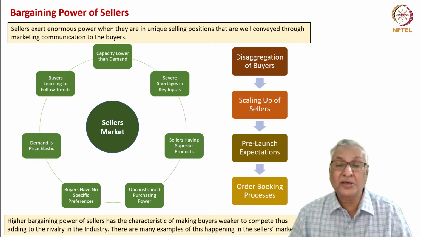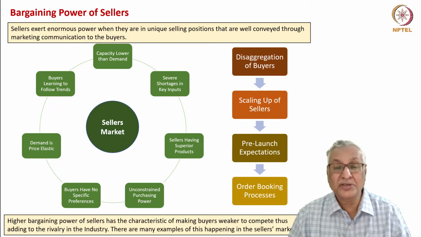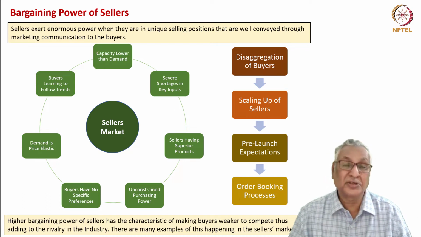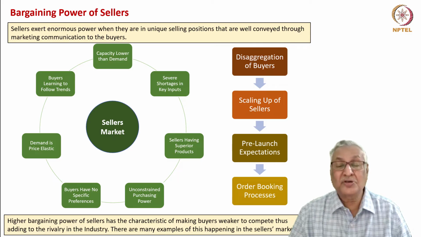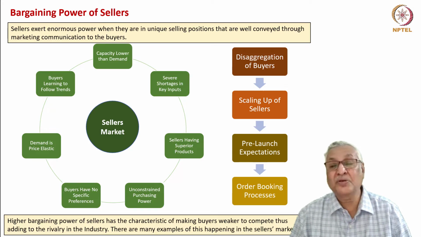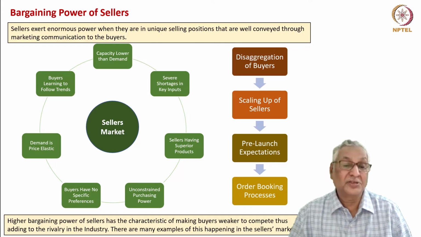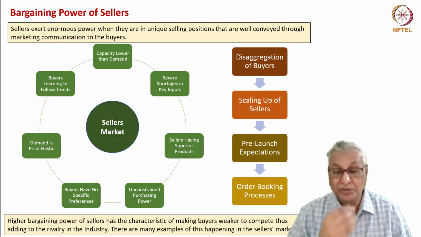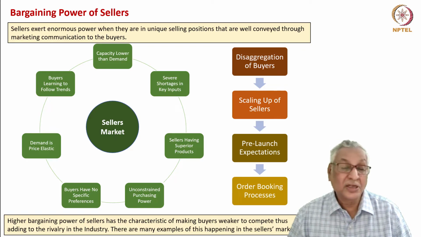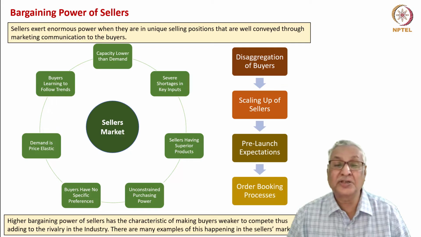So, as an environmental theme, disaggregation of buyers, that is the opposite of what happened in the earlier situation. For buyer power to be very strong, there should be aggregation of the buyers. But if the buyers are individualized and there is disaggregation of buyer power, then the bargaining power of sellers increases. If the sellers are able to scale up to meet the requirements of the buyers, then the bargaining power of sellers increases.